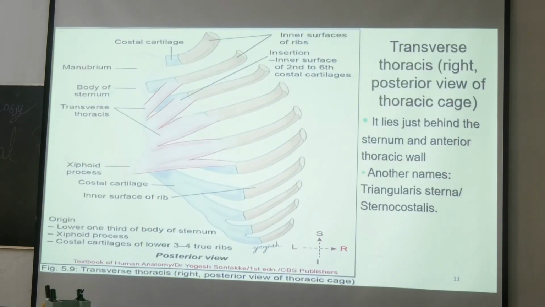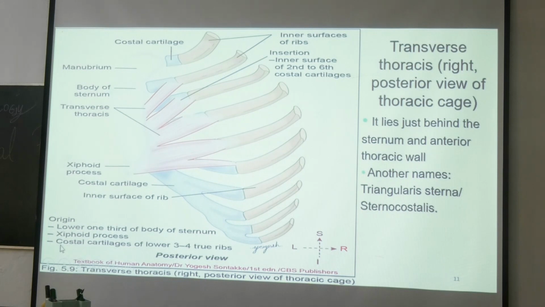Now transversus thoracis. It lies just behind the sternum and anterior thoracic wall. See, just behind this, here is the sternum. These are the costal cartilages. Just behind the sternum and costal cartilage, the fibers are lying.